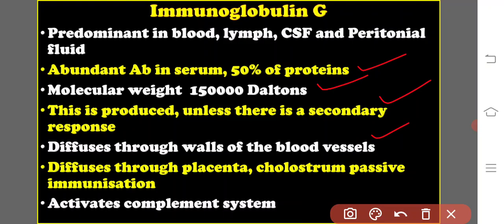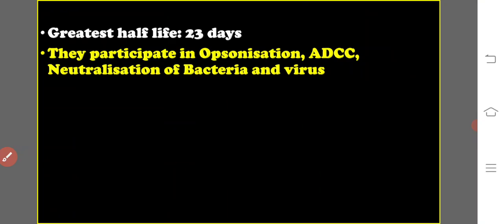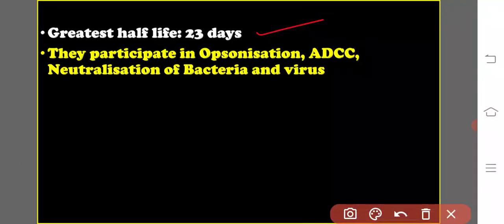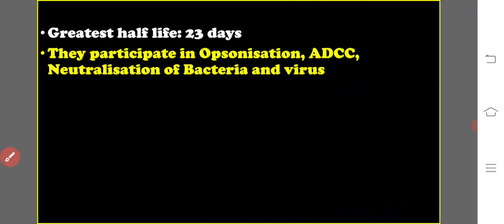These immunoglobulins diffuse across the placenta. They pass through the colostrum, the first mother milk. It plays a vital role in passive immunization of the newborn against infections. This molecule has the ability to bind Fc receptors on phagocytic cells and activate the complement system. This Ig has the greatest half-life, about 23 days. They participate in opsonization, antibody dependent cell mediated cytotoxicity, and also in the neutralization of bacteria and viruses. These are the properties and the functions of the IgG molecule.